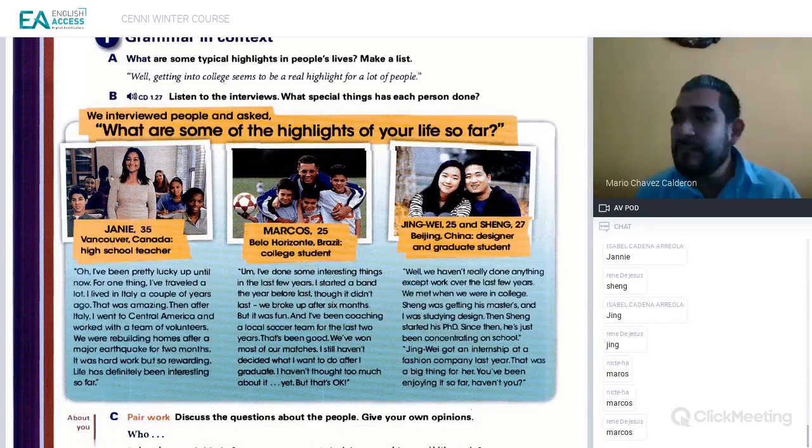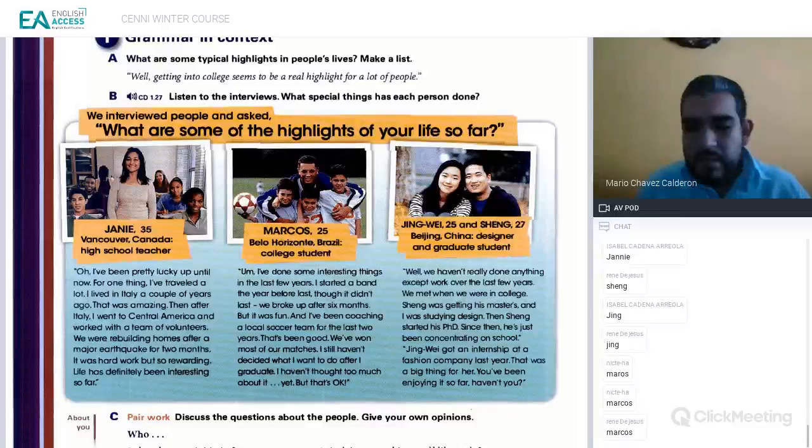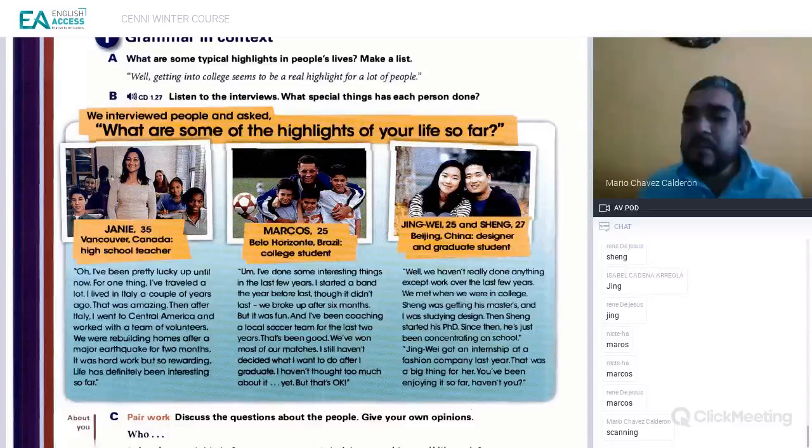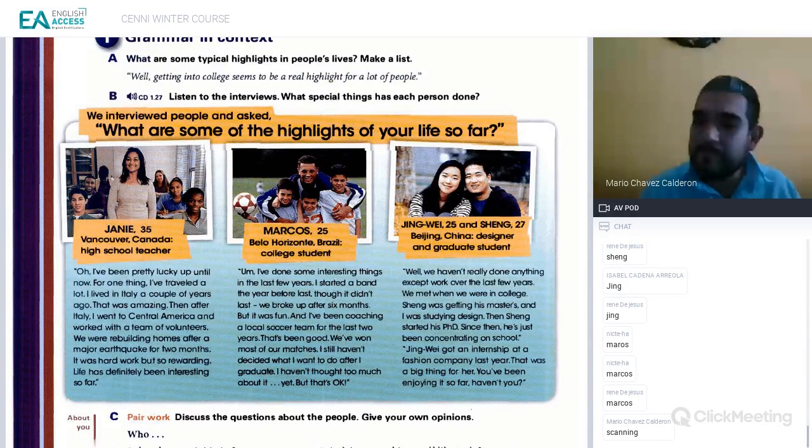This type of activity is scanning. Even though the exam doesn't have a lot of extensive reading, it doesn't have extensive texts, it's very difficult that sometimes students or candidates taking the exams have a hard time in reading.